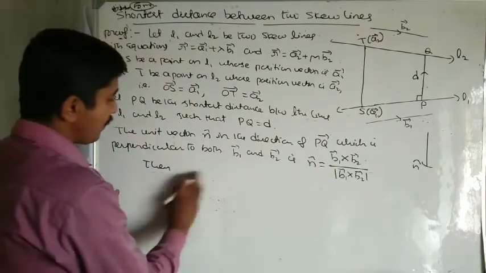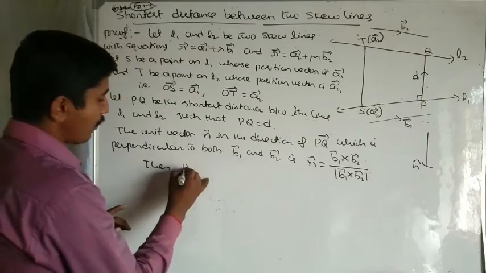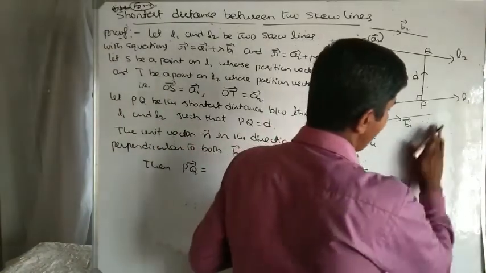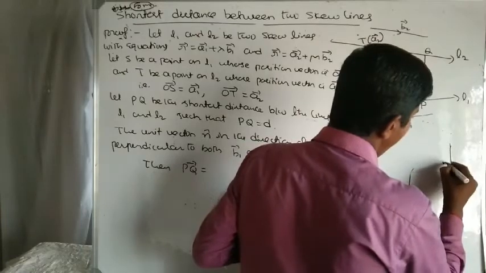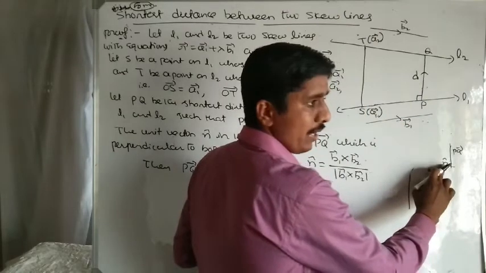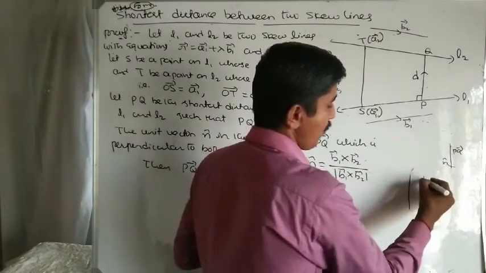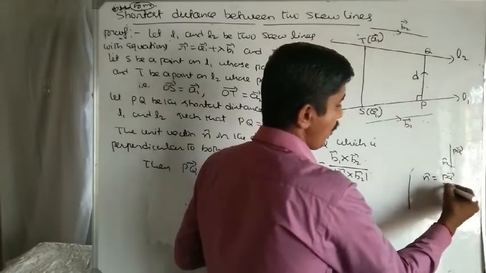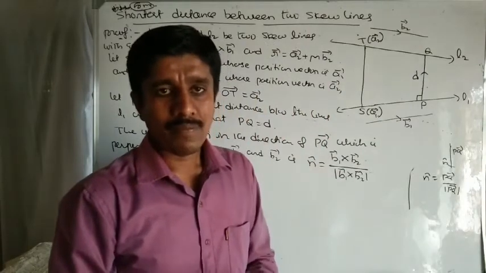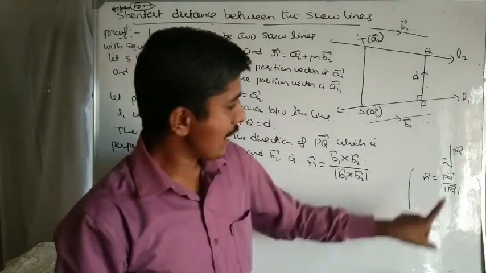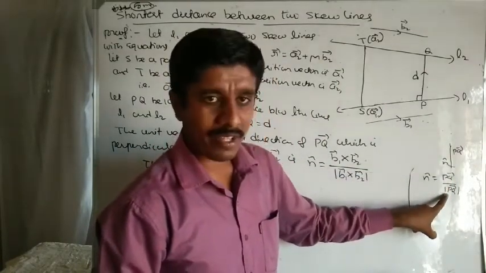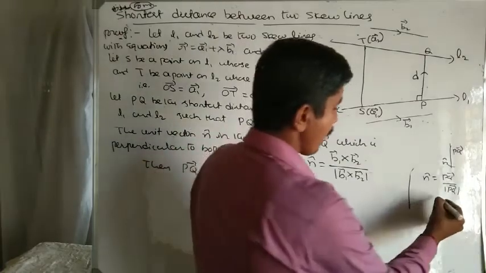So vector PQ. See, the unit vector formula: n cap in the direction of vector PQ is given by n cap equal to vector PQ divided by the magnitude of vector PQ. Mind it. You have seen one formula: A cap equal to vector A divided by the magnitude of vector A. Here n cap in the direction of vector PQ means n cap equals vector PQ divided by the magnitude of vector PQ.